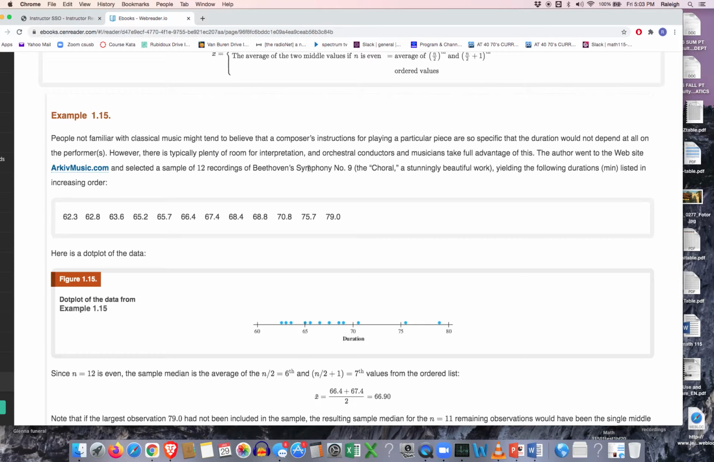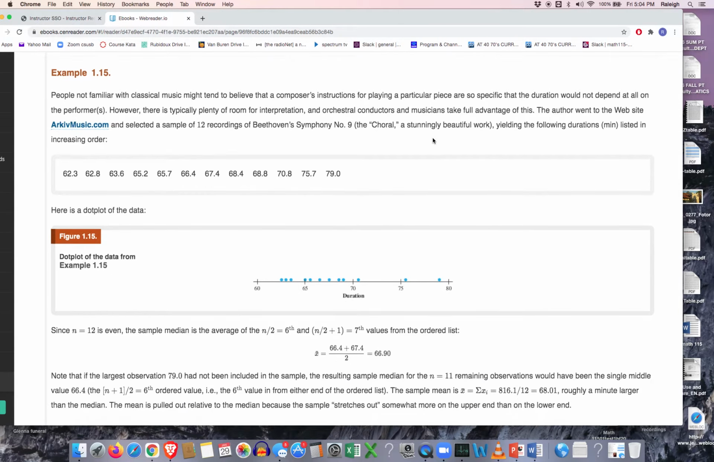And this is sort of interesting. I hadn't thought about this, but not too much anyway. Composer's instructions for playing a particular piece: so many notes on the page that you think that every single symphony would come out exactly the same. But oh no, some go fast and some go slow. And here's a sample of 12 recordings of a famous Beethoven symphony, a stunningly beautiful work, of course.